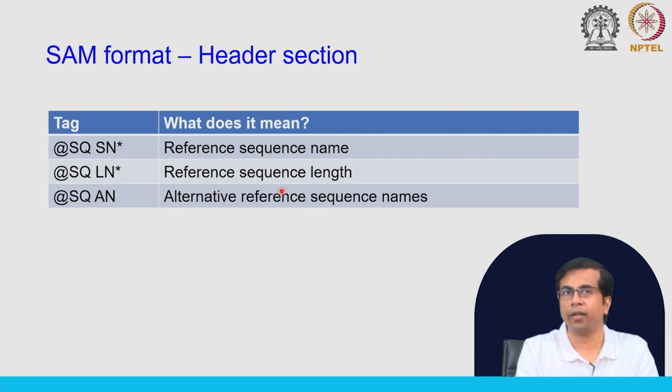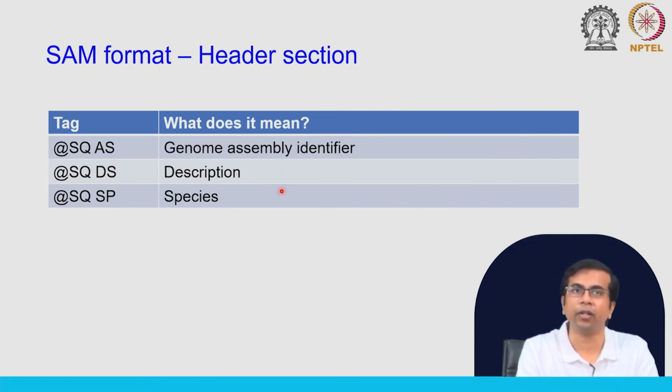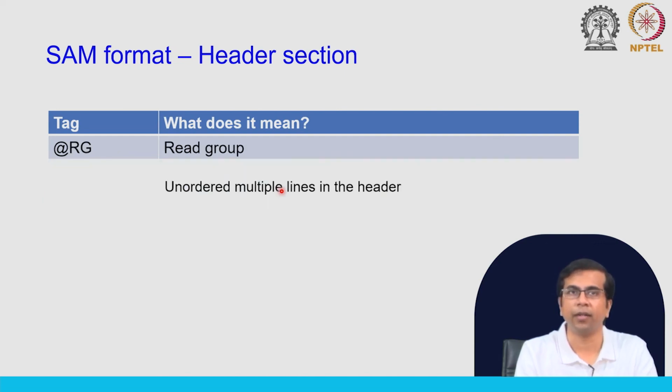You can also have @SQ AN, which is the alternative reference sequence name. Some reference sequences may have another alternative name that is also given here. You can also have other fields, SQ AS, DS, SP. So, you can have the genome assembly identifier, the assembly that this program is using, some description of this reference, and also the species name, the organism.